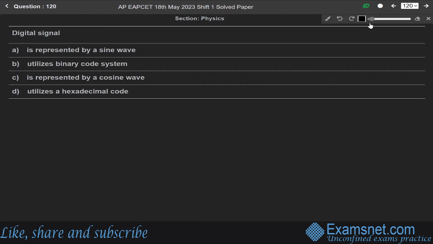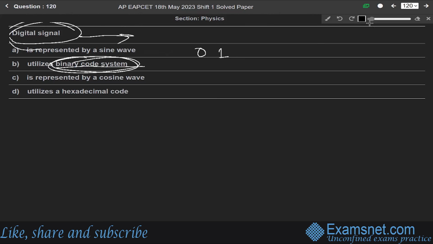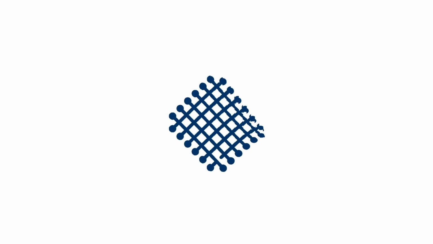Now next question 120. Digital signal. We have to find the correct answer. A digital signal is represented by a sine wave, or utilizes a binary code system, or is represented by a cosine wave, or utilizes a hexadecimal code. So we know that all digital signals and systems always use a binary code system, meaning 0 and 1. They always use the binary code system. So the correct answer is option B.